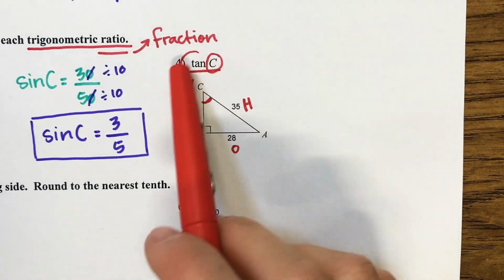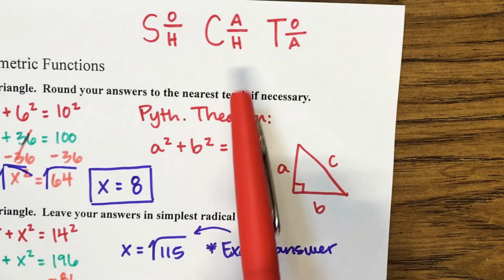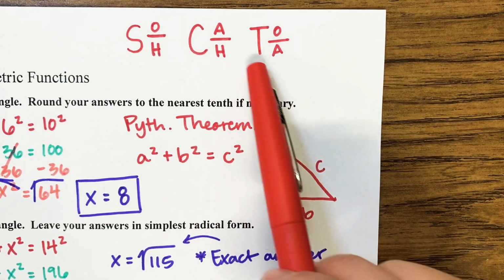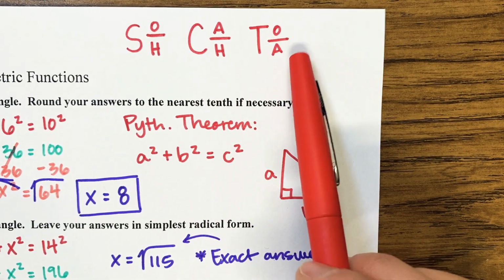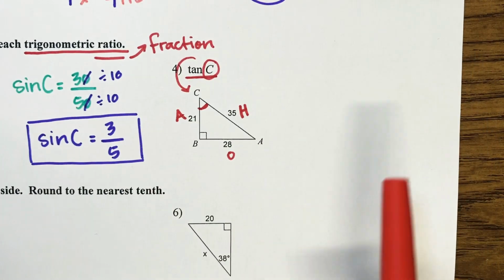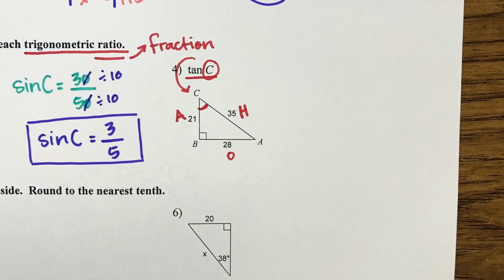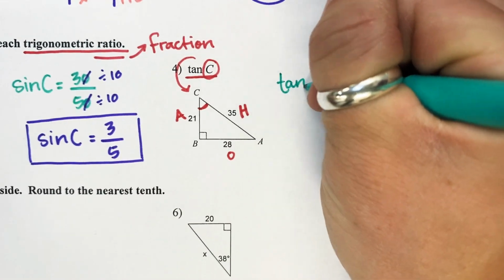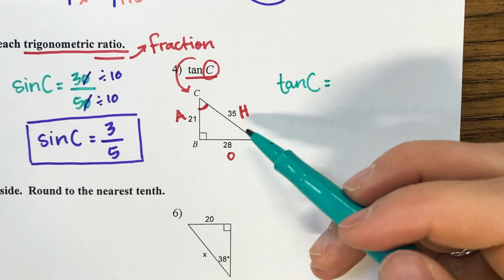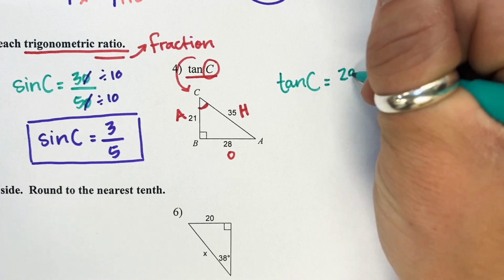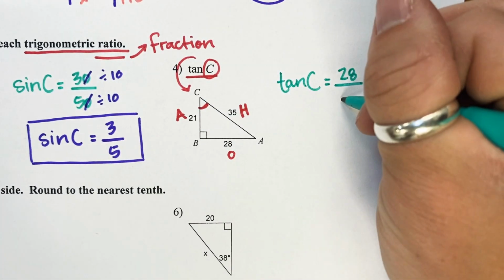Okay, now we just need to identify what two sides do we need with tangent. Okay, T for tangent. That means we have opposite over adjacent. Okay, so we're going to write this one as the tangent of C is equal to opposite, 28, over adjacent, 21.